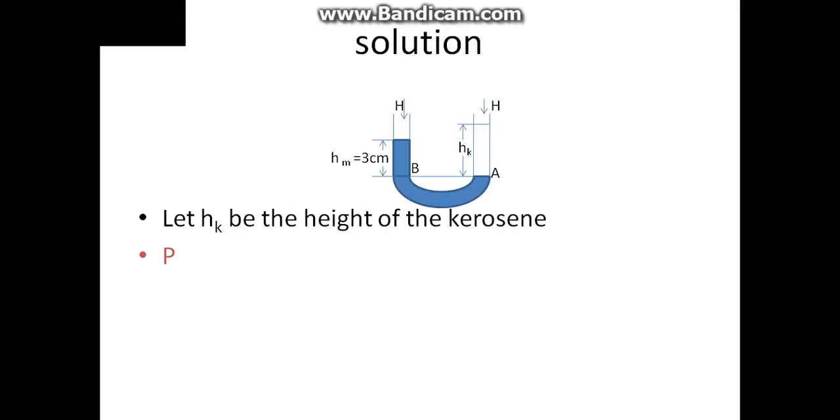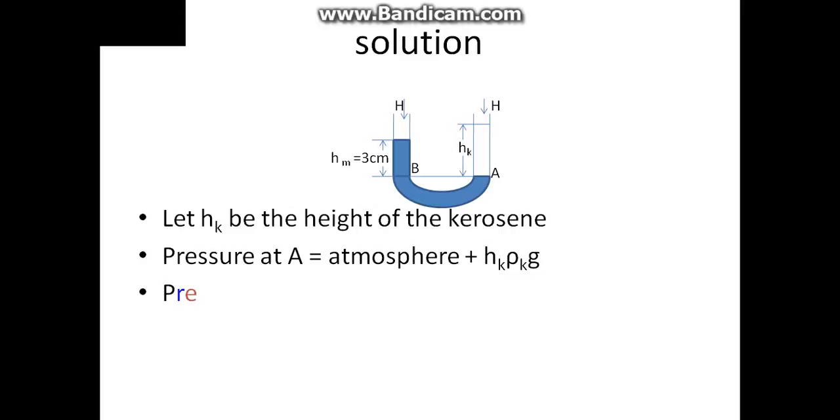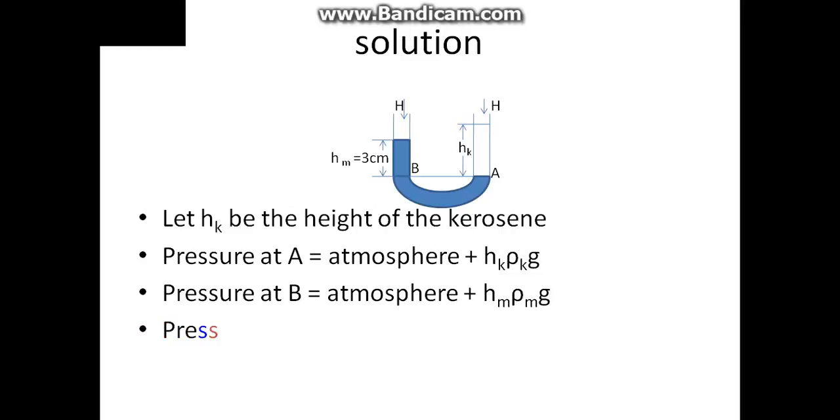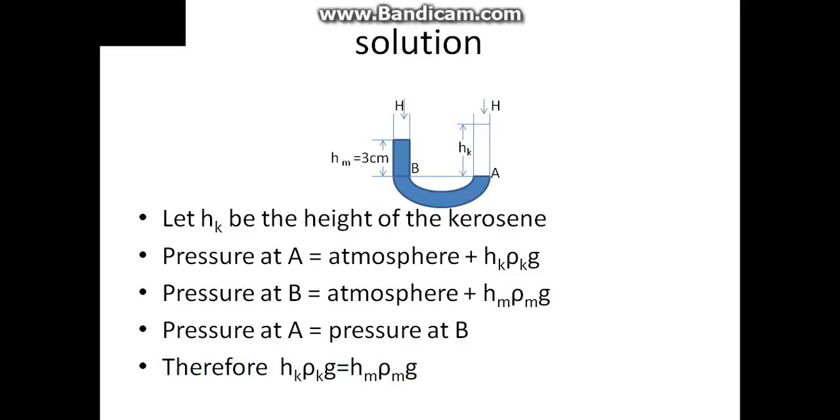Pressure at A equals atmosphere plus Hk, the height of kerosene, times the density of kerosene times acceleration due to gravity g. Pressure at B equals atmosphere plus the height of mercury times the density of mercury times g. Pressure at A equals pressure at B. Therefore, Hk rho k g equals Hm rho m g.